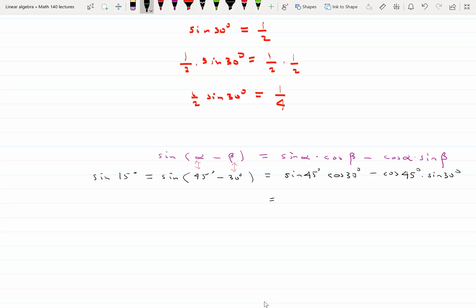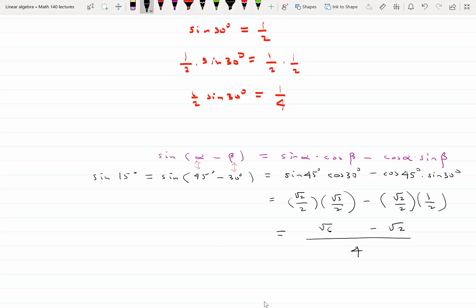And then we know these trig values through the unit circle or the chart of special values or just sheer memorization. By now, these should be real familiar numbers. Sine of 45 is radical 2 over 2. Cosine 30 is radical 3 over 2. Cosine of 45 is radical 2 over 2, and the sine of 30 degrees is 1/2. So now comes our experience with algebra and radicals. Radical 2 times radical 3 is radical 6. Radical 2 times 1 is radical 2, with the same denominator of 4. And that's the exact value of the sine of 15 degrees.